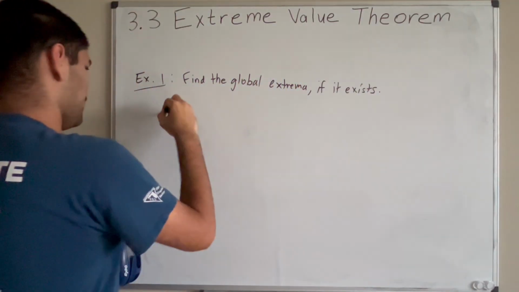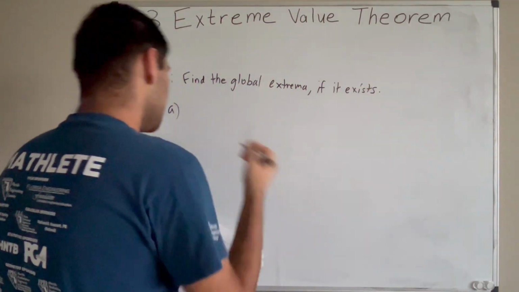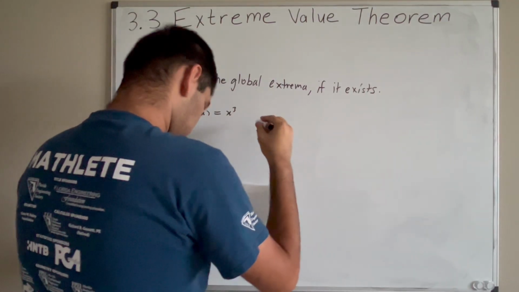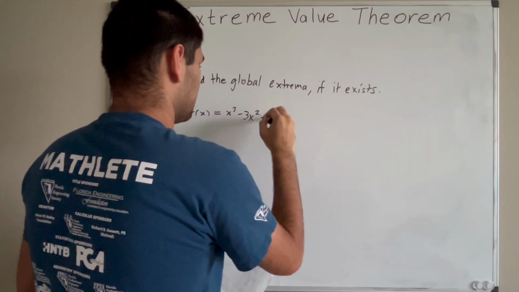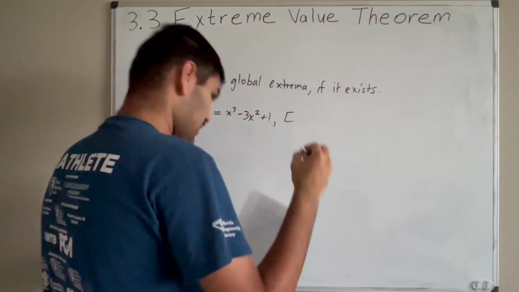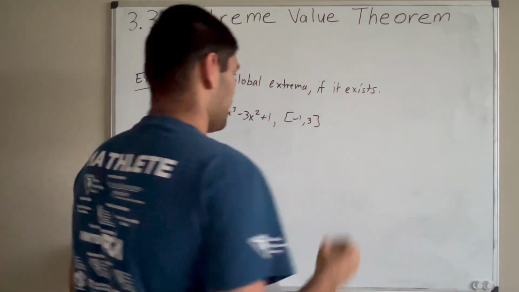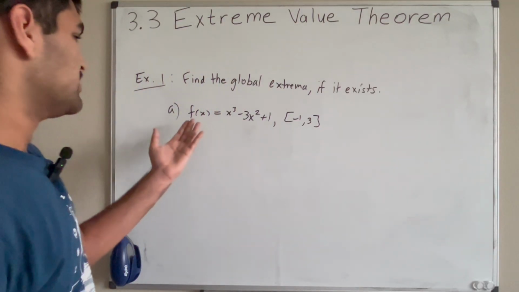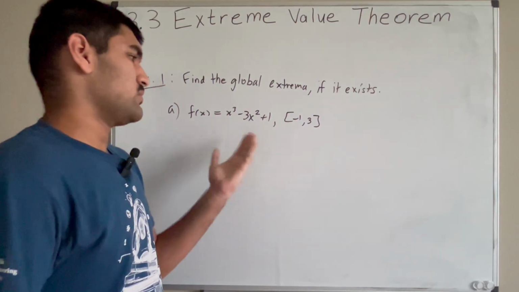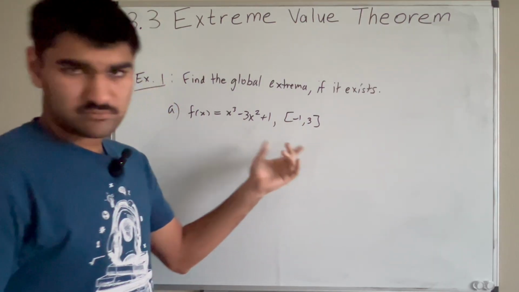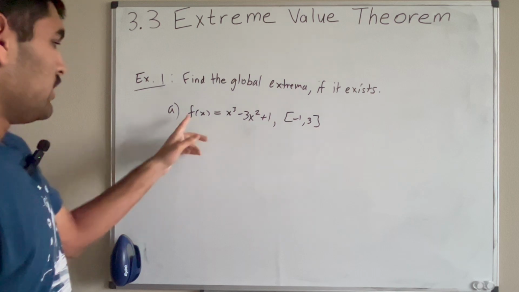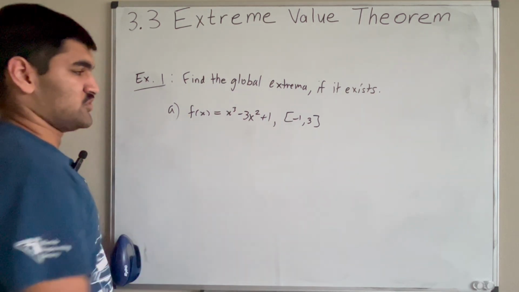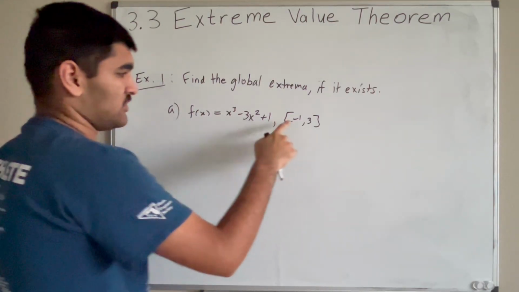Okay, all right, part A. So let's say we have some function f of x equals x cubed minus 3x squared plus 1, and we're looking on the interval -1 to 3. All right, so the first thing that we have to ask ourselves is, does this function even attain a maximum or minimum value? Does it even have any global extrema on this interval? Well, the extreme value theorem will guarantee it, but only if f is continuous on this interval. So is f continuous on -1 to 3?